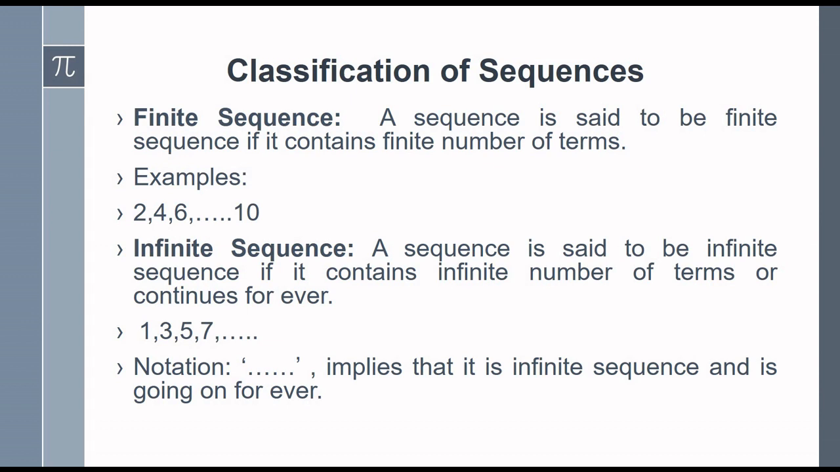A sequence can be finite or infinite. A sequence is said to be finite if it contains a finite number of terms. For example, 2, 4, 6 up to 10, which is an even sequence, is an example of a finite sequence. Why? Because it contains a finite number of elements or terms. A sequence is said to be infinite if it contains an infinite number of terms or continues forever. 1, 3, 5, 7, which is an odd sequence, is an infinite sequence. Why? Because the notation ... implies that it is an infinite sequence and it goes on forever.